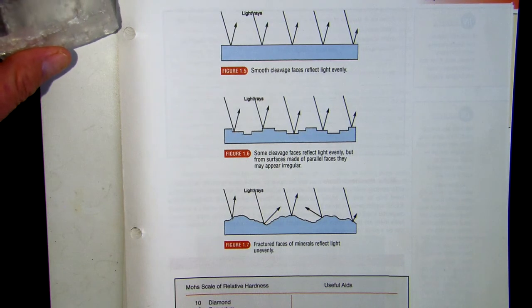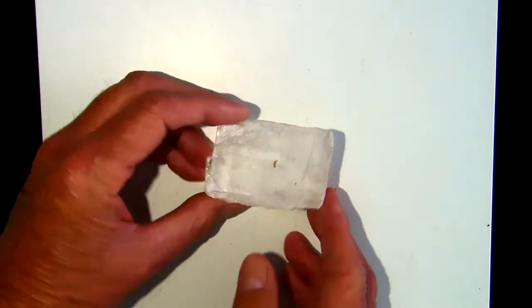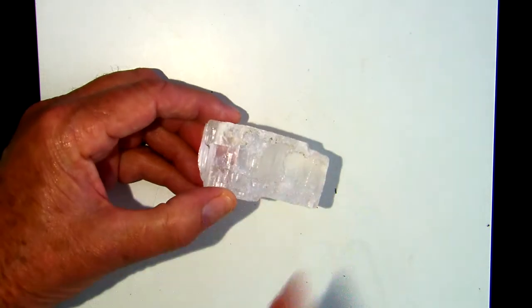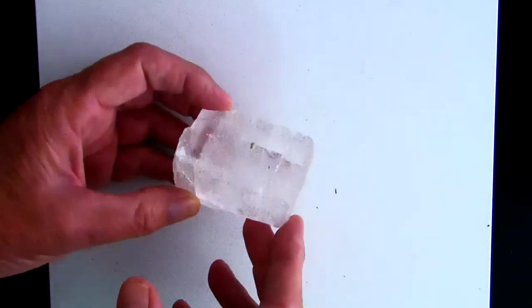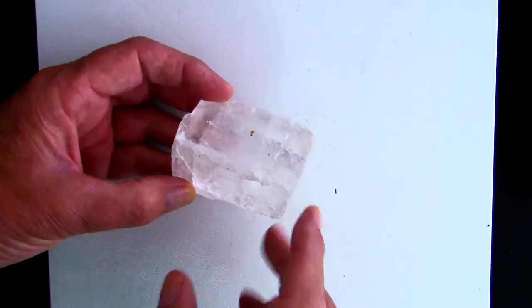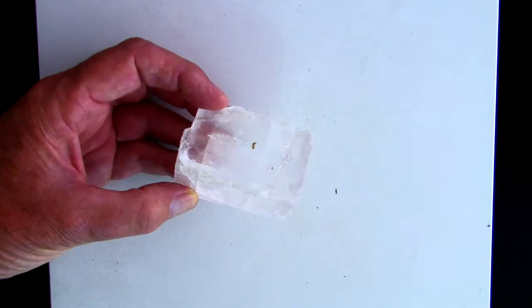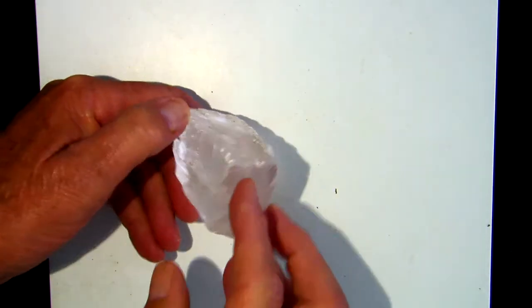Here, for a fracture, the light will be bounced in all sorts of directions. So when we look at this, if I hold it just right, you should be able to see inside of it. Can you see right here? That's where it's looking to break already.